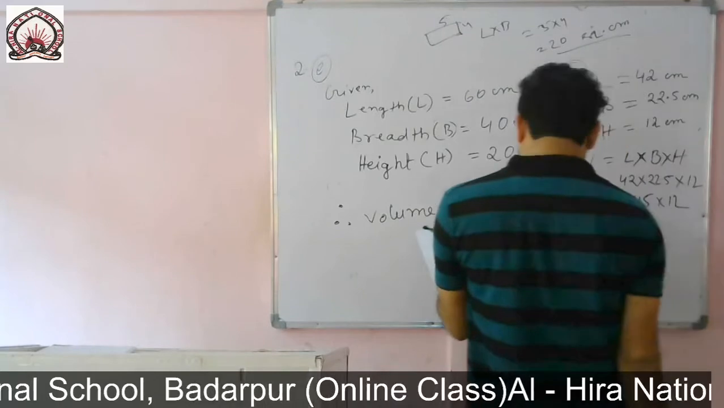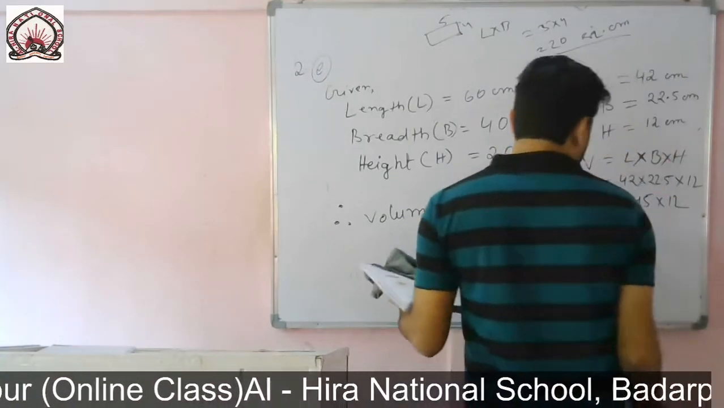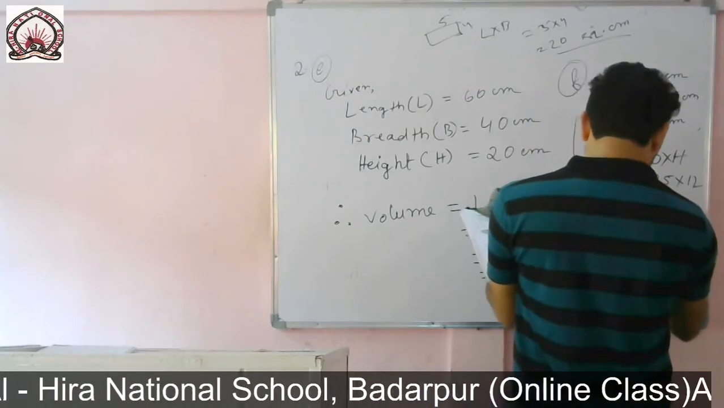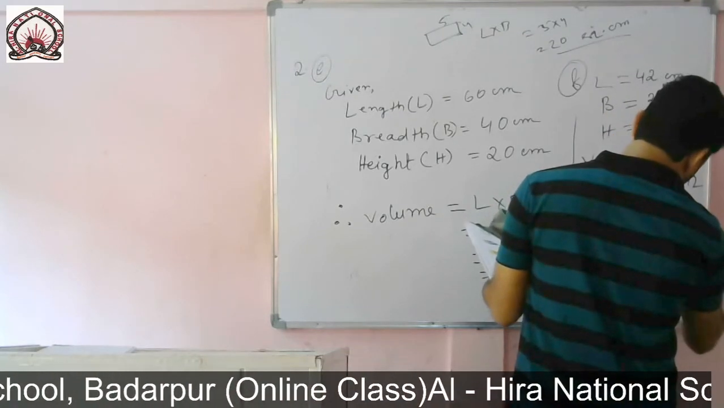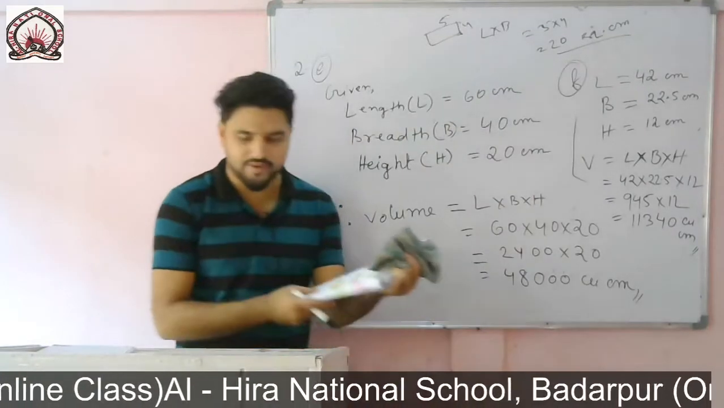945 into 12 you multiply. You have done multiplication in chapter number 10, decimal. How to multiply? You know. You multiply this one, and you will get 11340 cubic centimeter.